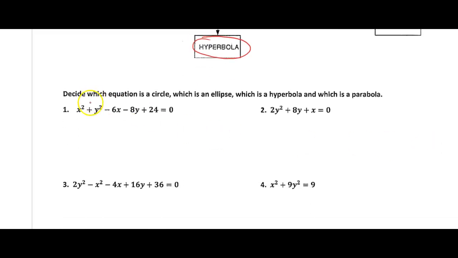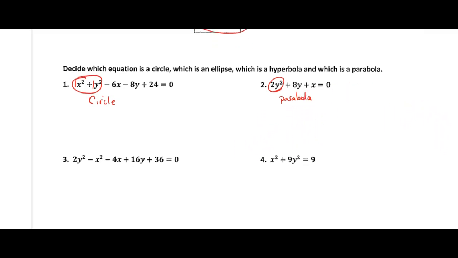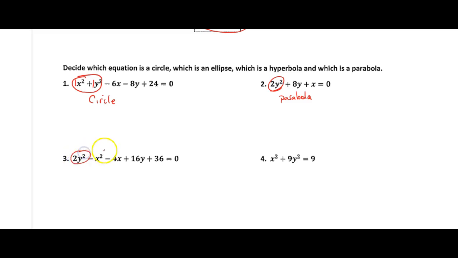So when I look at the first example here, if I look at the x squared term and the y squared term, right away I notice that they're both squared, they're both positive, and the coefficients are both 1. So right there, that tells me this is going to be a circle. Now the next one, I have a y squared term and no other term is squared. If I only have one squared term, it's going to be a parabola. Example 3, I have 2y squared and negative x squared. Since this is positive and this is negative, and both terms are squared, I know there's a good chance that it's going to be a hyperbola. And that's exactly what it is.